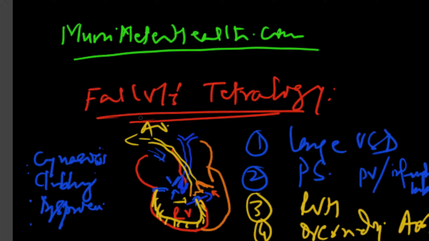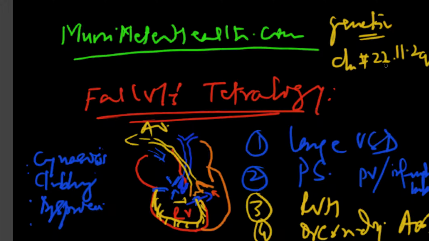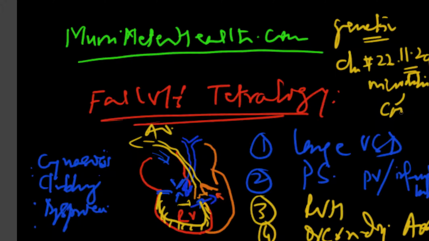Okay, so having defined this, now let's understand the genetics. Genetics are very important, because now we have learned so much about genetics. It's chromosome number 22, if you will. Try to remember it, because it might be on the boards. They might give you this. And it's 11.2q. So chromosome 22, 11.2q is the site on the chromosome which has the microdeletion, if you please remember that. And that constitutes the cyanotic heart disease.